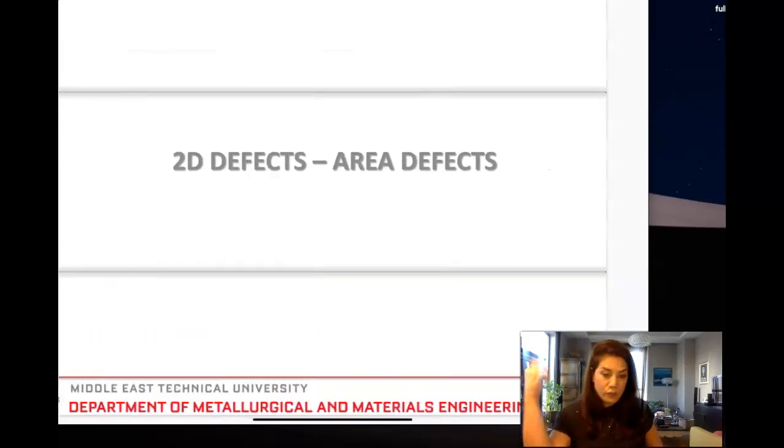So let's talk about 2-dimensional defects. So that's called area defects, of course. Why? Because I can define them with 2 axes and 2 dimensions. And just like line defects made up from the 0-dimensional point defects, these defects are also made up of 1-dimensional defects stacking up.